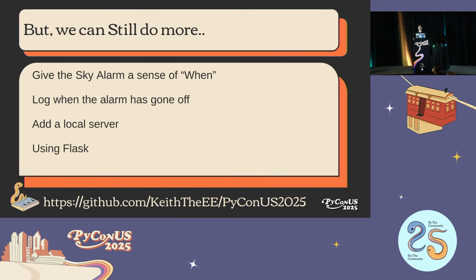We can give the sky alarm a sense of when. The sky alarm on a microcontroller has no concept of what time it currently is, so we can build a local server and then query that local server and then see when the alarm goes off. That way, if the microcontroller goes out after a period of time, we can look to our server and see when the microcontroller might have gone off.